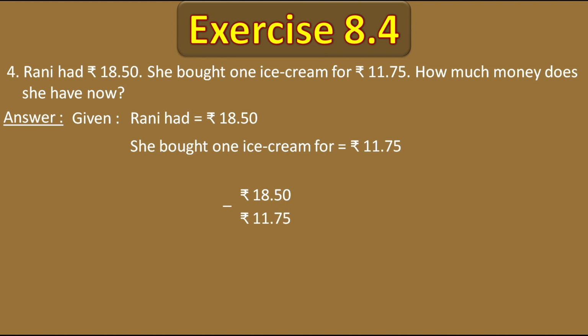Okay. Now to make this 0 into 10 we have to take 1 from this 5. So 5 became 4 and 0 became 10. 10 minus 5 is 5.